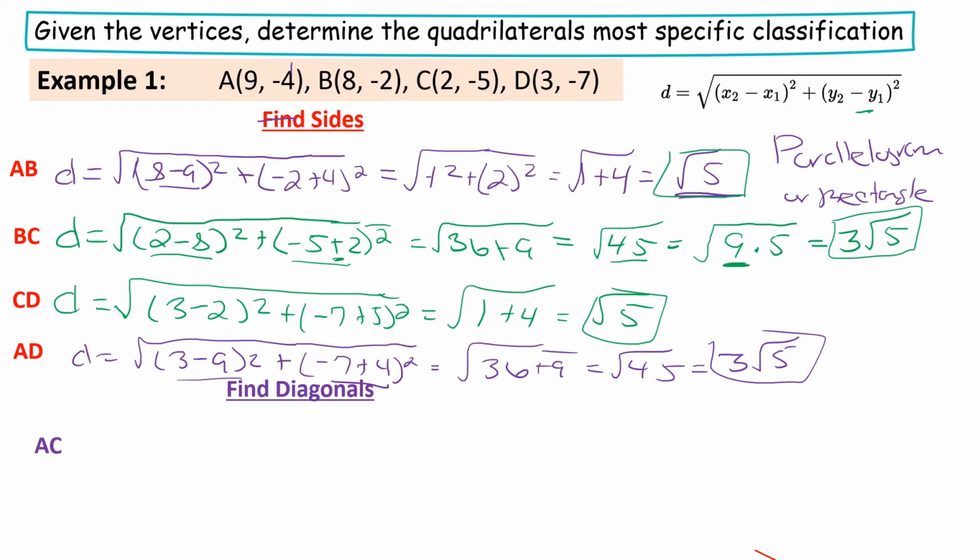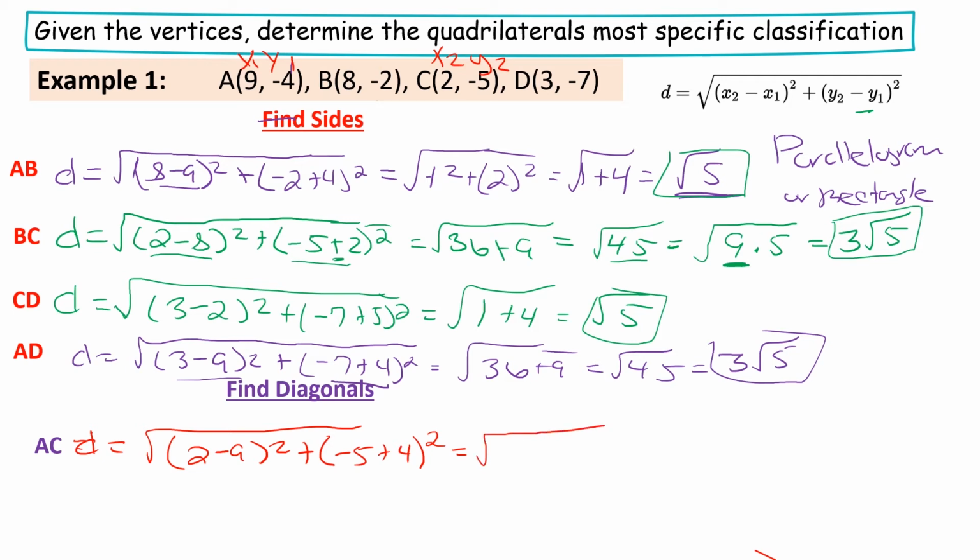Alright. So AC, I'm going to use X1, Y1, X2, Y2. Plugging it in, that would be the square root of 2 minus 9 squared plus negative 5 plus 4 squared.